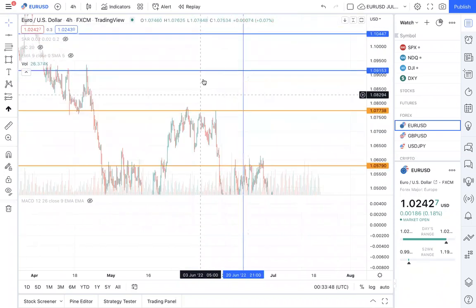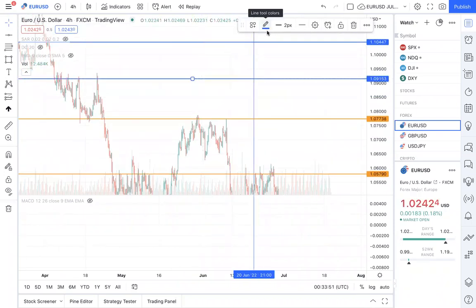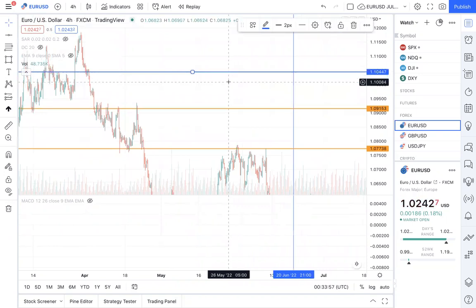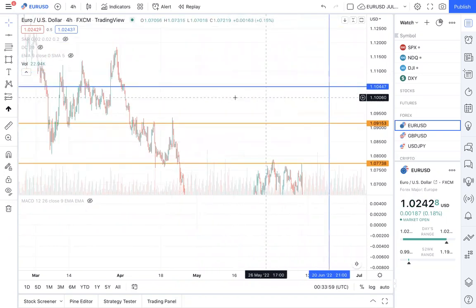So guys, this is just an introduction to market structure. This is part 1. We are going to start part 2. I'm going to end this one and we're going to start another video.